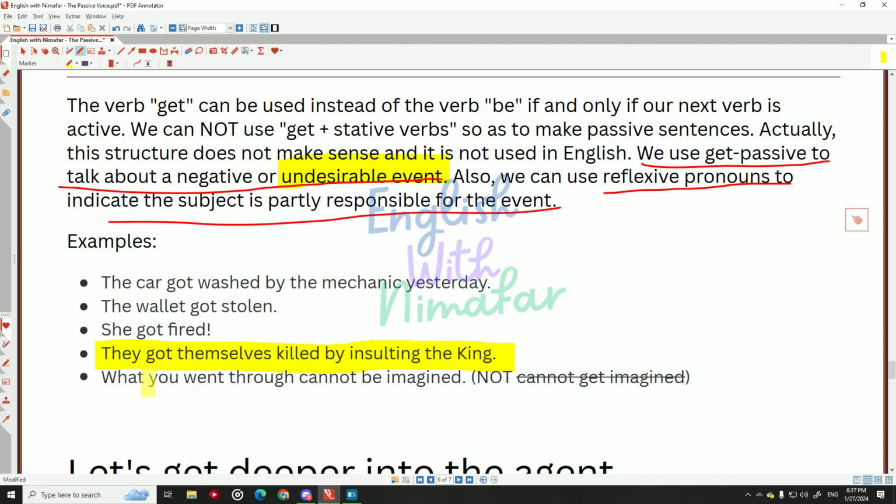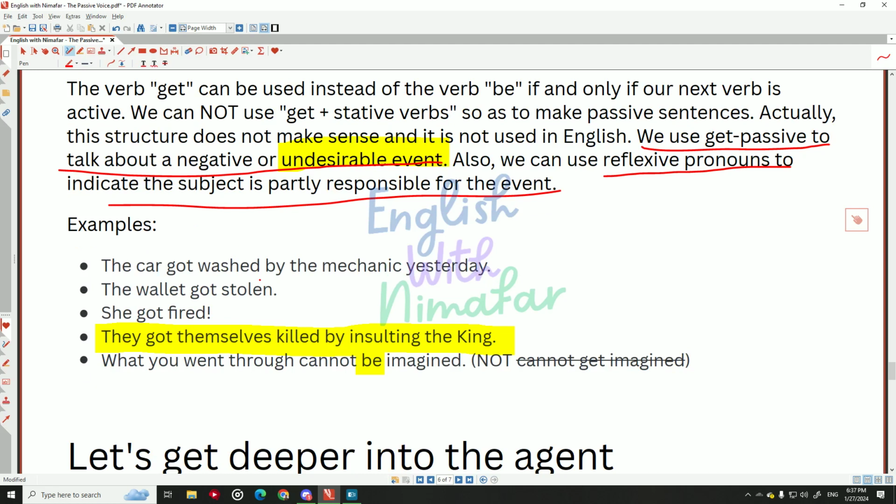This one: what you went through cannot be imagined. Here we cannot say get, because imagine is actually a stative verb, so we cannot say get imagined. Cannot be. It means we cannot imagine what happened to you, something like that. But let me ask you a question. It can be good, actually, as a recall to that.